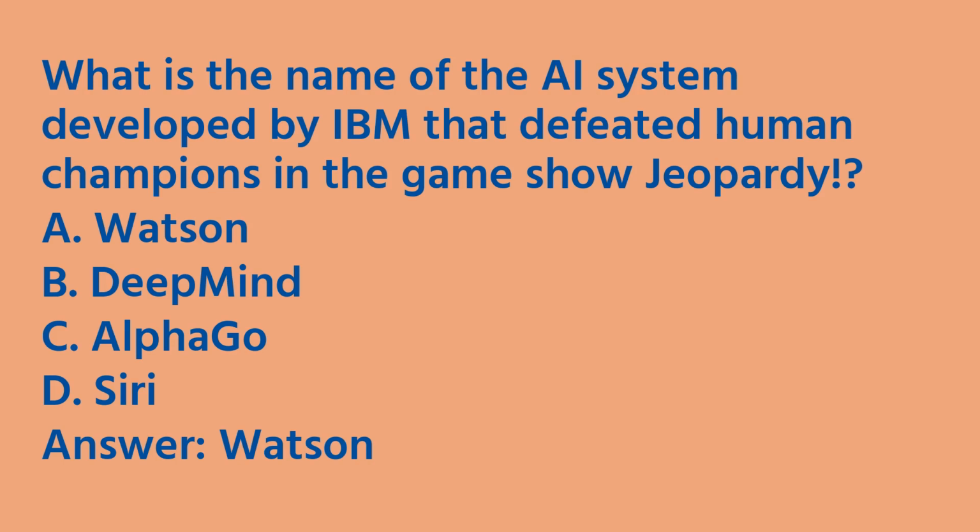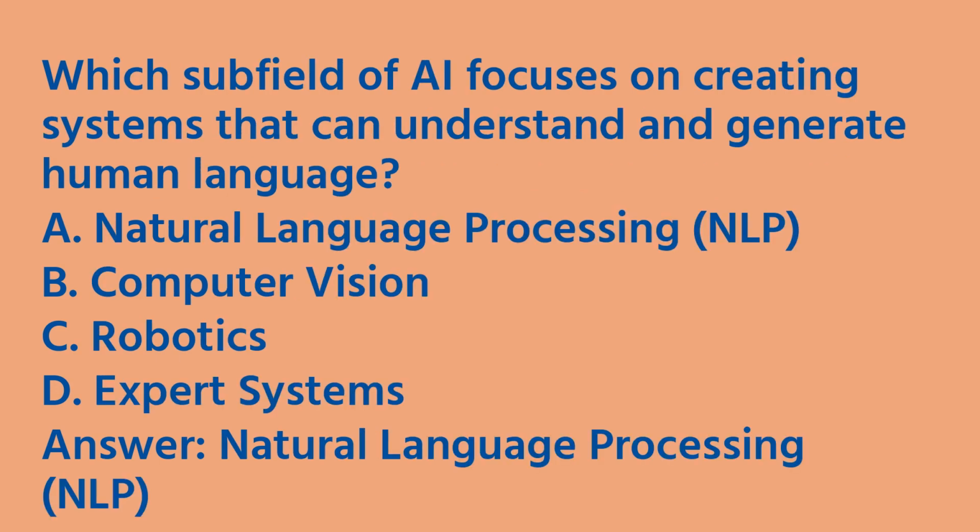What is the name of the AI system developed by IBM that defeated human champions in the game show Jeopardy? A. Watson. B. DeepMind. C. AlphaGo. D. Siri. Answer: Watson.